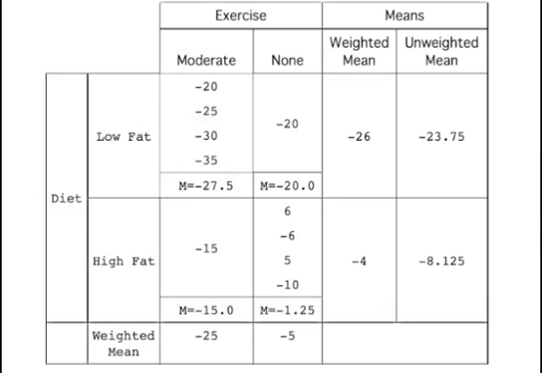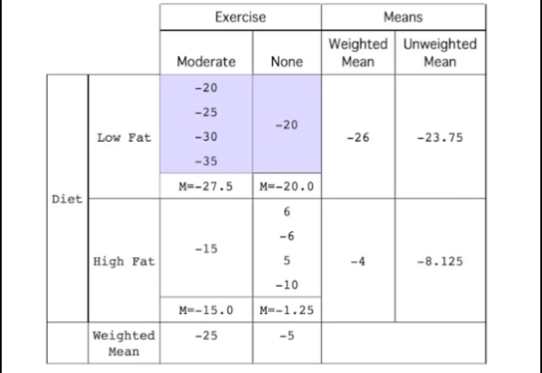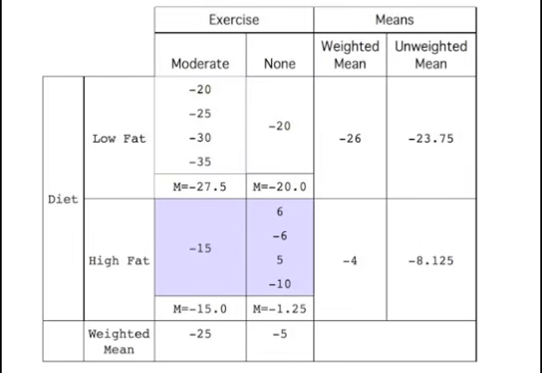Understanding the difference between weighted and unweighted means is critical for understanding how to deal with the confounding resulting from unequal n. We will explain this difference using the data shown here. In this experiment, diet and exercise are confounded because 4 out of 5 subjects in the low-fat condition exercised, as compared to 1 out of 5 in the high-fat condition.